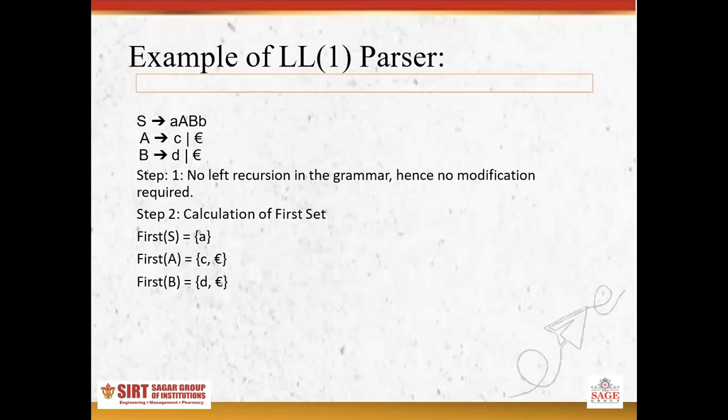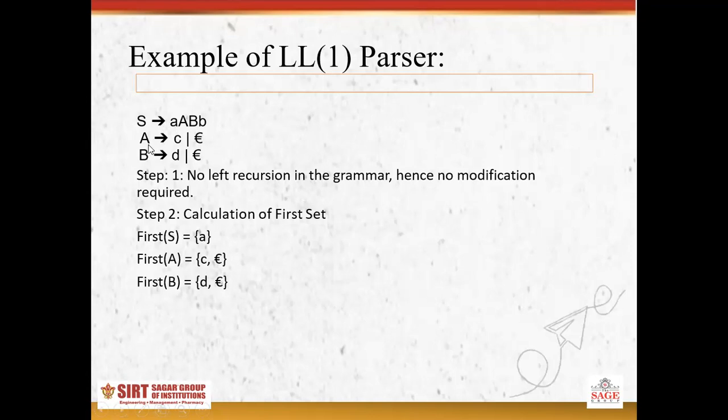Suppose this is the given grammar. S produces a A B b. A produces c or epsilon. B produces d or epsilon. If we are doing LL1 parsing for this grammar, first we have to check if there is left recursion. Left recursion means a symbol that produces itself on the leftmost side of the RHS. If S produced S A B, there would be left recursion. But here S produces a A B b, so there is no left recursion.